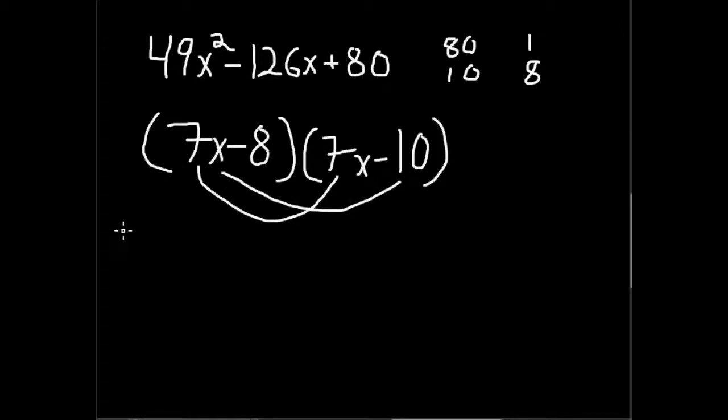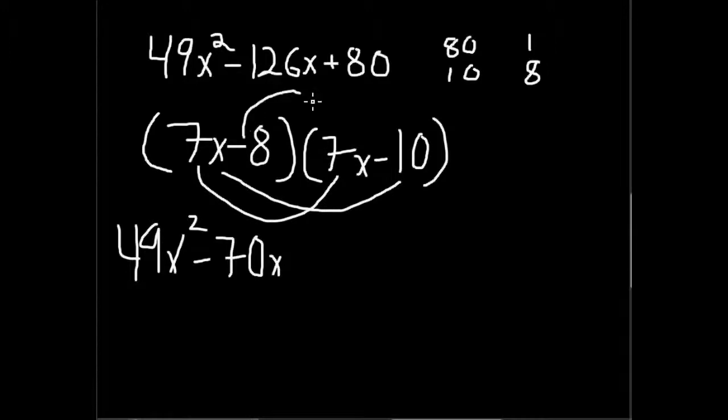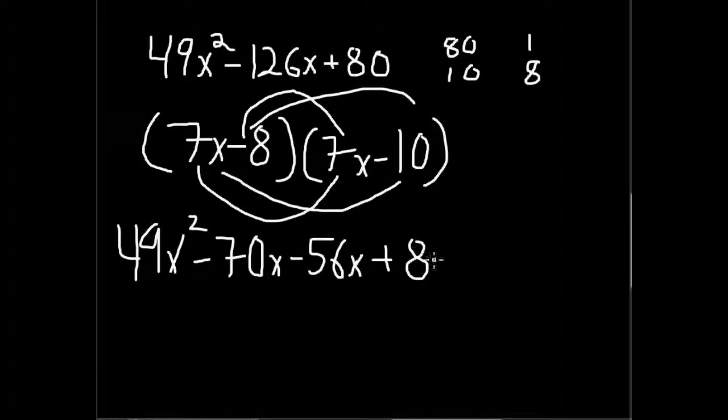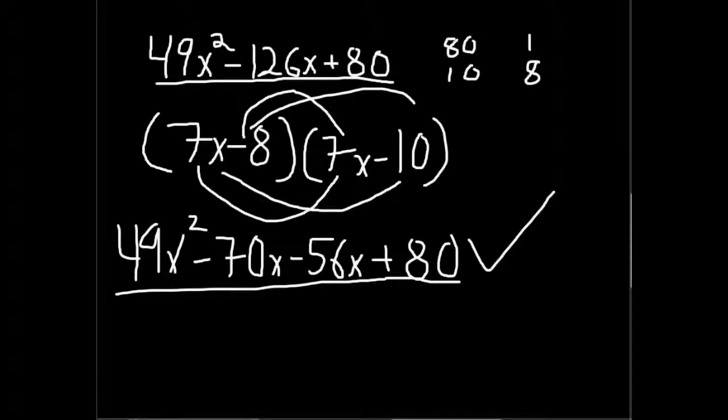If I expand this to check if it's right, 7x times 7x is 49x². 7x times minus 10 is minus 70x. Minus 8 times 7x is minus 56x. And minus 8 times minus 10 is plus 80. So 49x² − 70x − 56x + 80. These two are indeed the same. So that's it.